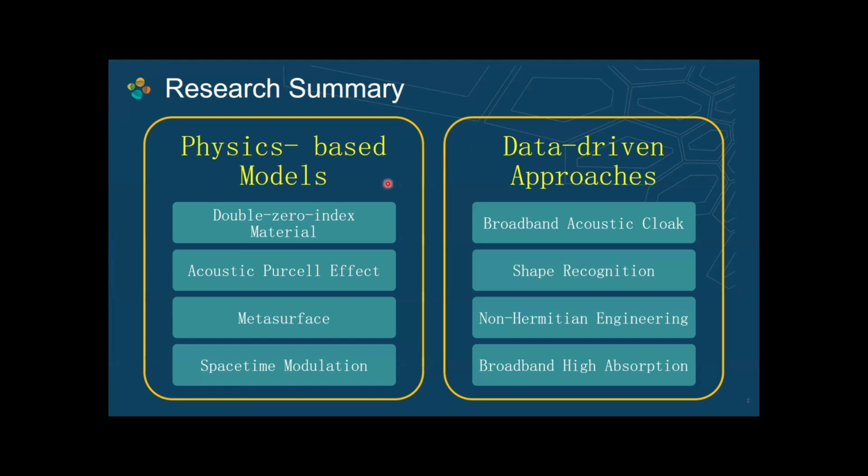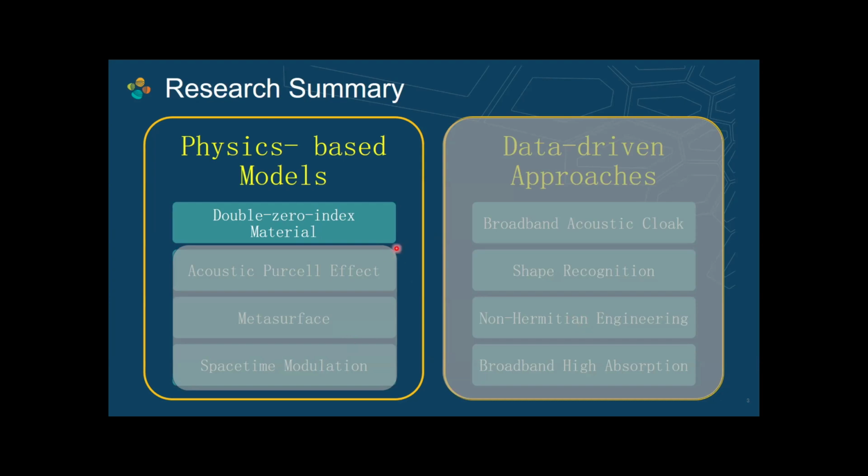Basically, we have two different approaches. One is physics-based models, and we did double zero index, acoustic Purcell effect, metasurface, and space-time modulations. And recently, we also developed data-driven approaches using machine learning methods to achieve different types of functionalities of metamaterials. But today I will focus on these double zero index materials, which we have been working on for quite a while.